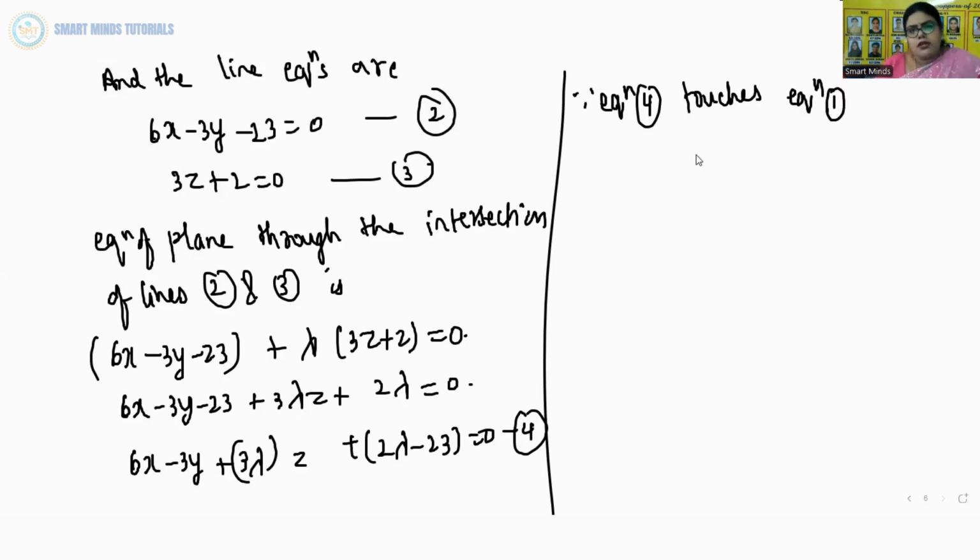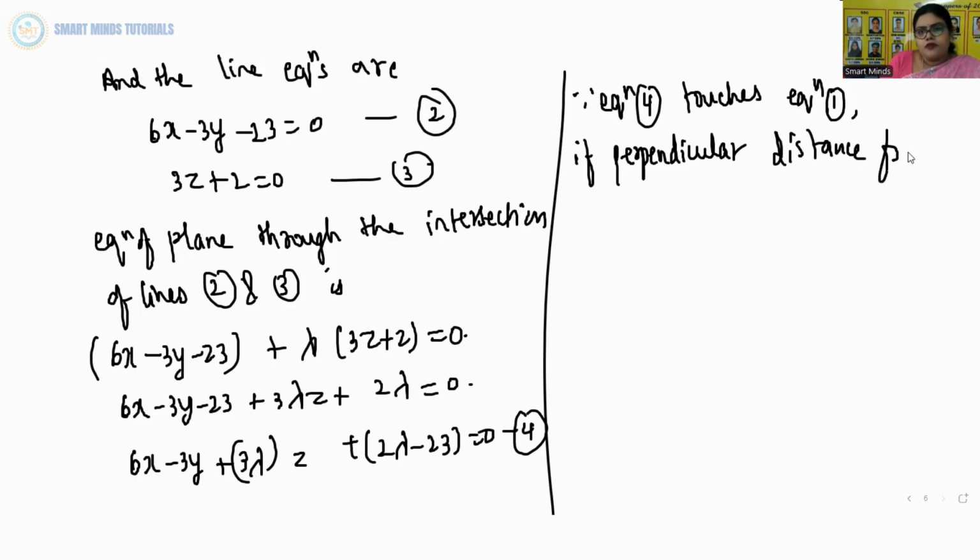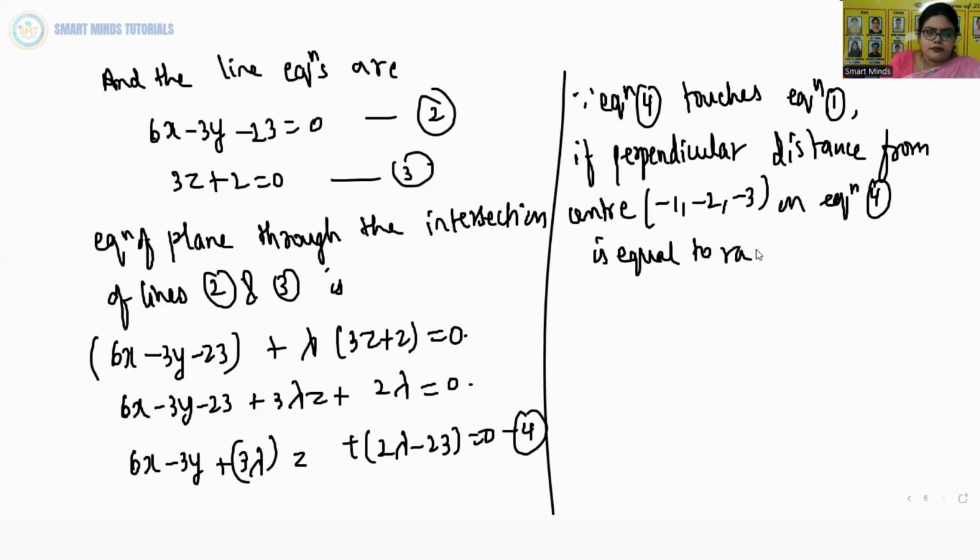what is the condition that a plane touches a sphere? Its perpendicular distance is equal to the radius. So when does one equation touch the other? If the perpendicular distance from the center (-1, 2, -3) on equation number 4 is equal to the radius.